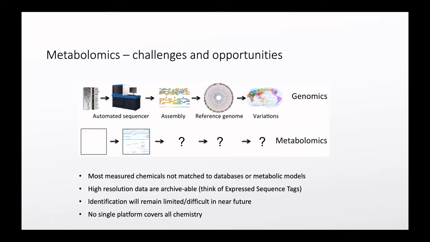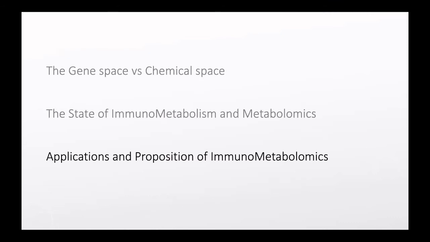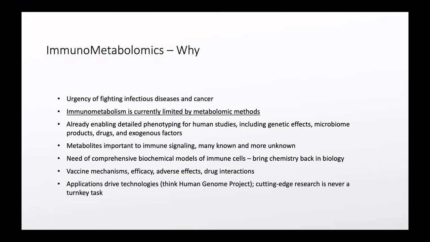So my question here is really, should we wait for metabolomics to mature before we can reap the benefit for immunology? Of course, my answer is no. The urgency of fighting infectious diseases and cancer is as clear as ever. So I want to emphasize that immunometabolism is really limited by the tools right now. Without good metabolomics, the field is still like the old story of a group of blind men trying to figure out what an elephant looks like.